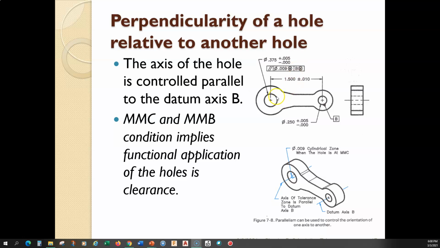Okay. So we want to control the hole on the left relative to the hole on the right. And we can do that by calling out this hole and applying a parallelism tolerance relative to B. And what is datum axis B? Well, datum axis B is this hole. Okay.